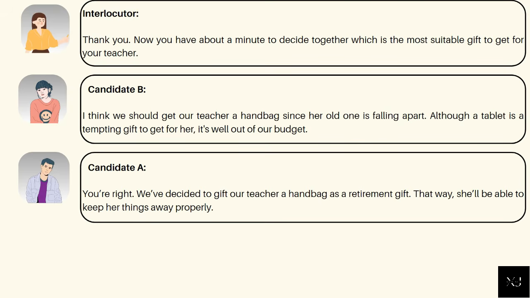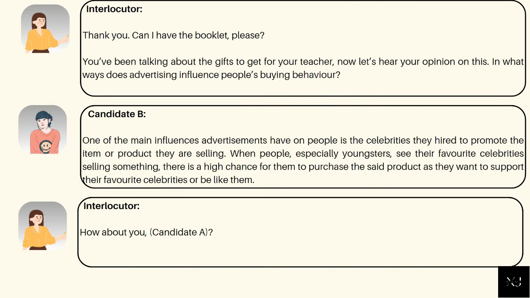Thank you. Now you have about a minute to decide together which is the most suitable gift to get for your teacher. I think we should get our teacher a handbag since her old one is falling apart. Although a tablet is a tempting gift to get for her, it's well out of our budget. You're right. We have decided to give our teacher a handbag as a retirement gift. That way, she'll be able to keep her things away properly.